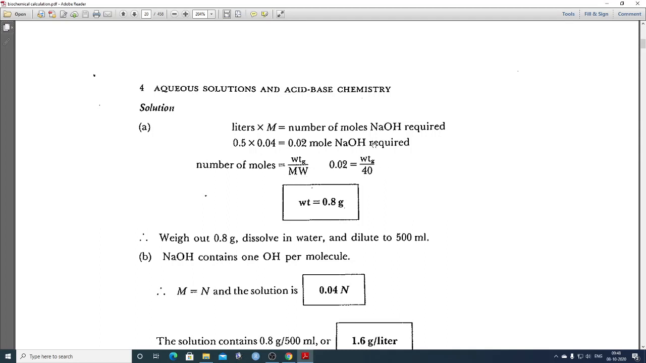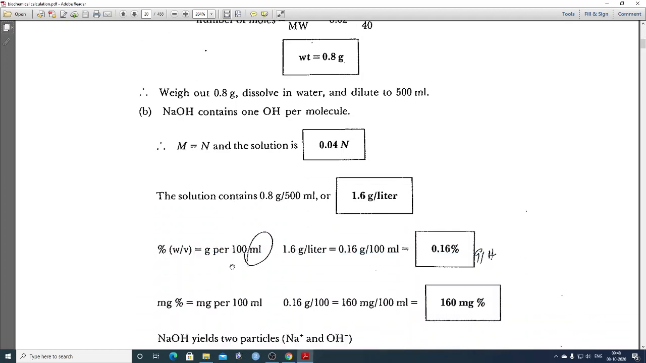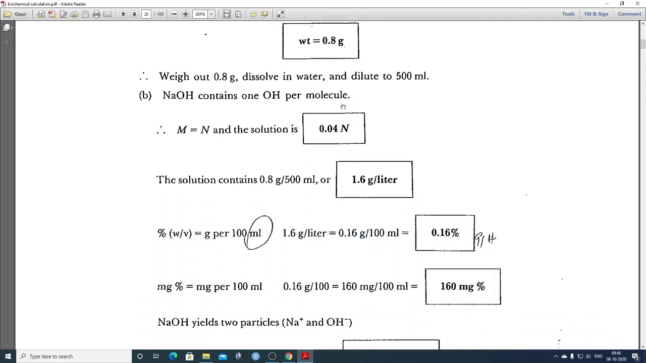So what is the molecular weight of NaOH? It is 40. So if you multiply 40 by 0.02, it will be 0.8 gram. So if you weigh out 0.8 gram and dissolve it in water and dilute it up to the 500 ml, then that solution will be the 0.04 molar. Okay, so NaOH contains one OH per molecule.